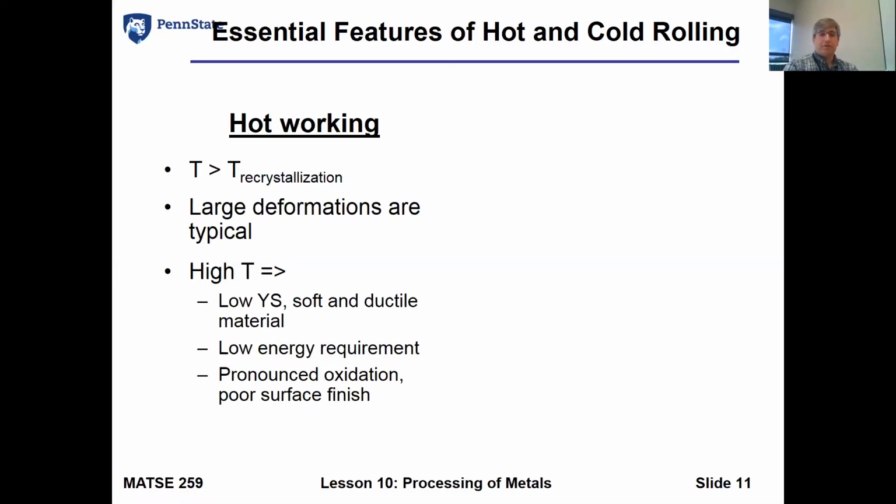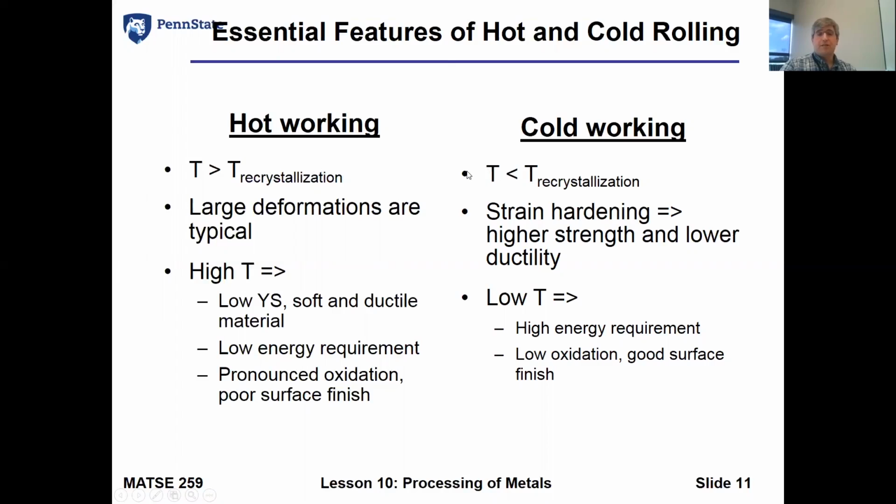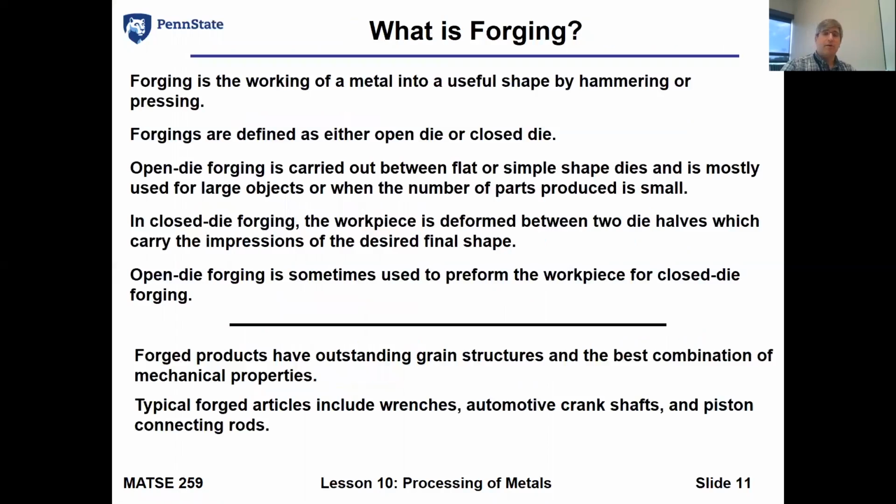But large deformations are typical, and there would be no reason to heat it up otherwise, because it is costly to run it through the furnace and heat up some of these large components to the temperatures we start to think about. But it's this recrystallization temperature that we want to concentrate on. In cold working, we're lower than the recrystallization temperature. So now we start getting strain hardening. We have higher strength, lower ductility, and there tends to be a higher energy requirement. We have to use a bigger press, and then there's a good surface finish. So that tells us the difference between hot working and cold rolling.